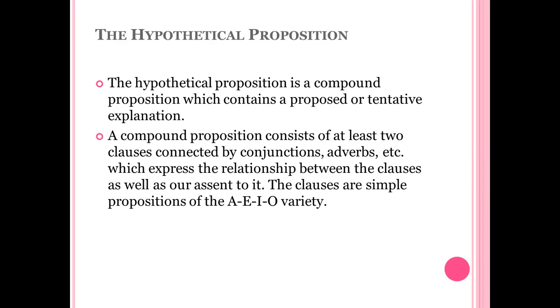So for AE, we have the affirmative proposition, IO for negative proposition. So looking back to our lesson, A is for singular and universal, and E is for particular affirmative proposition. I is for singular and universal affirmative proposition. Meanwhile, for O, it is particular negative proposition.